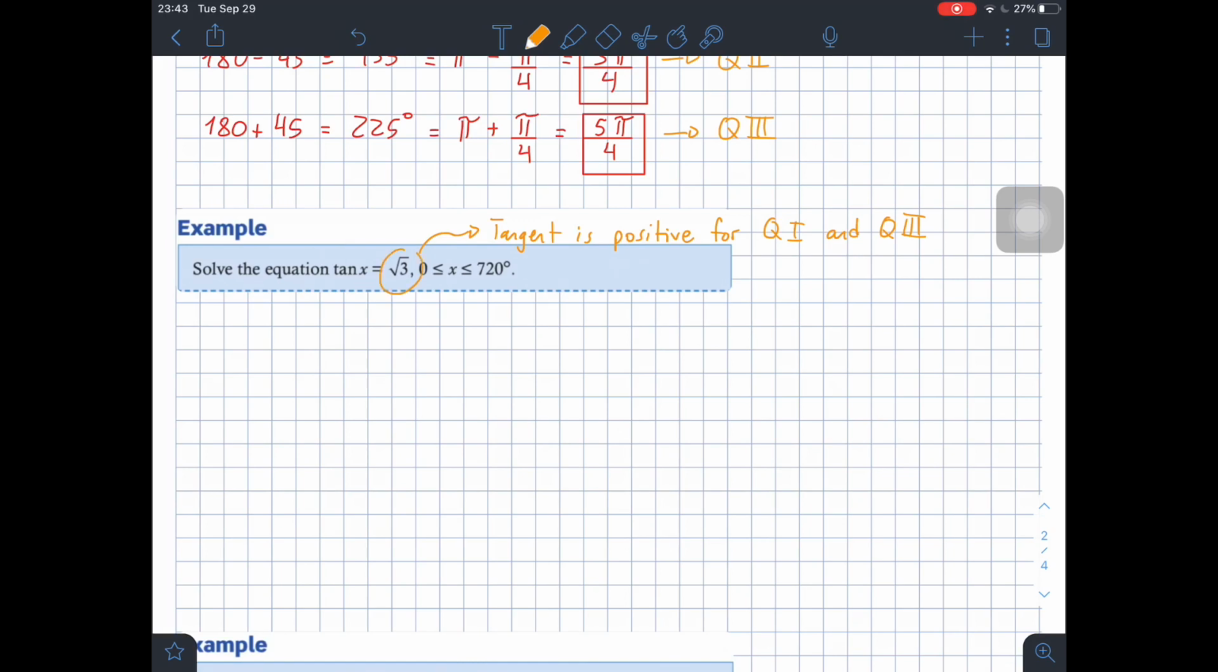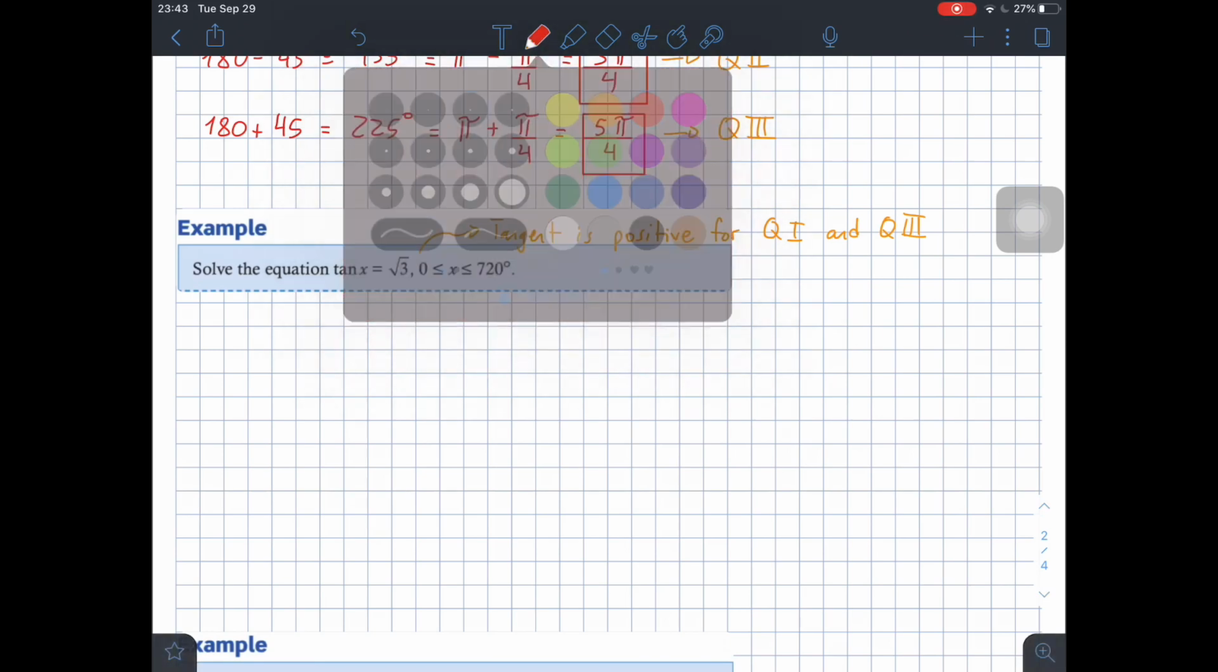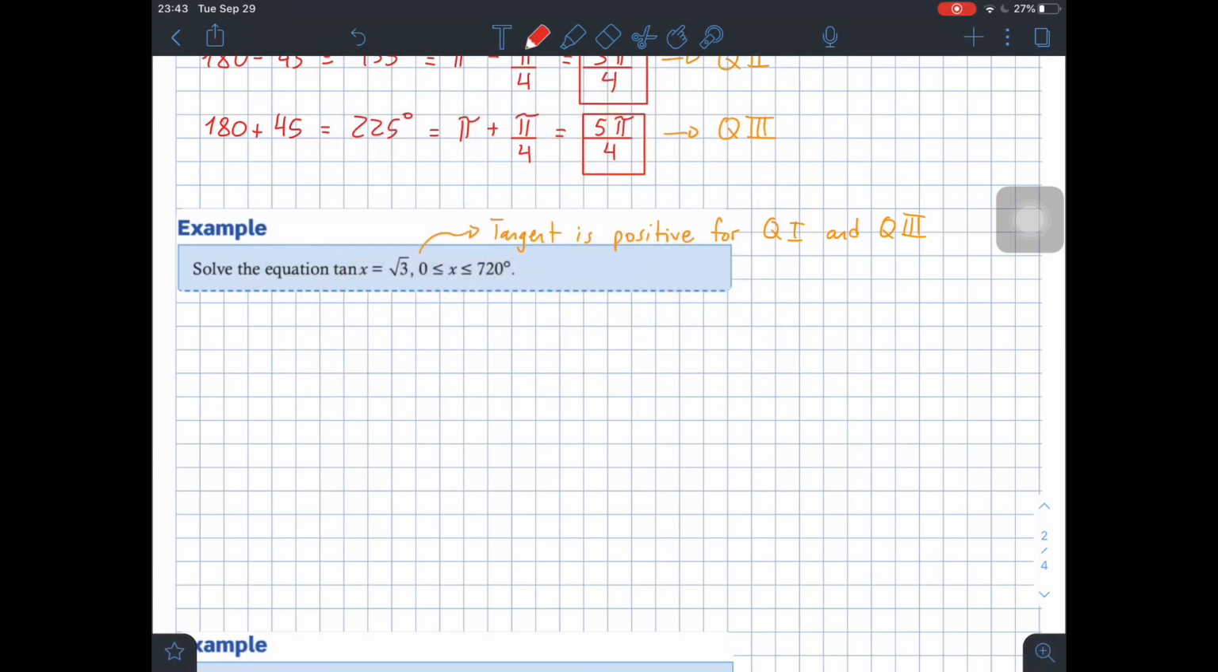So the first answer would be in the first quadrant during the first rotation. If you remember from the hand rule, you should remember that tangent of 60 degrees is equal to square root of 3, right?